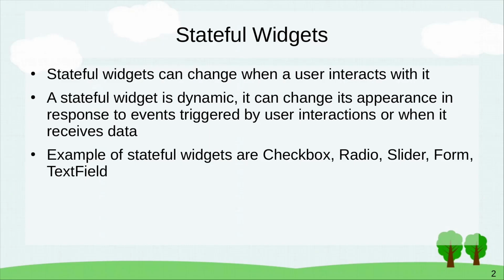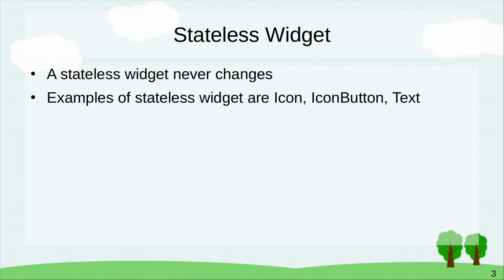Stateful widgets can change when a user interacts with them. A stateful widget is dynamic. It can change in appearance in response to events triggered by user interactions or when it receives data. Examples of stateful widgets are checkboxes, radio buttons, slider, form, text field. A stateless widget never changes, and examples of stateless widgets are icons, icon button, and text. Now that we have covered the basic definition, let's dig into these and understand them in more detail.